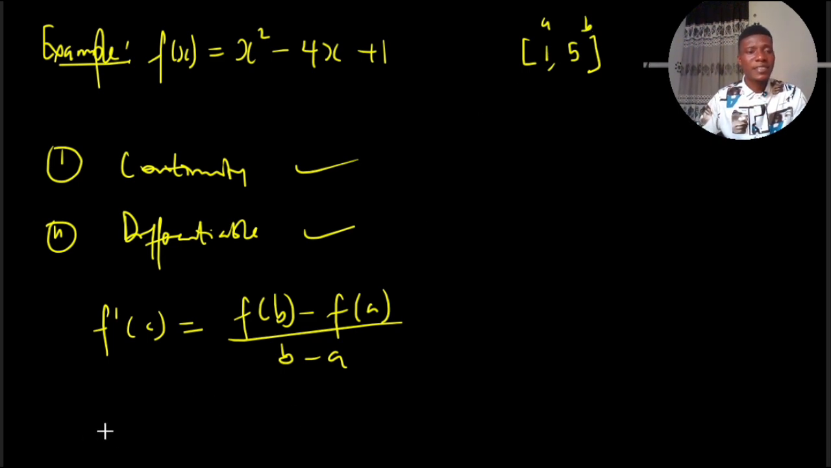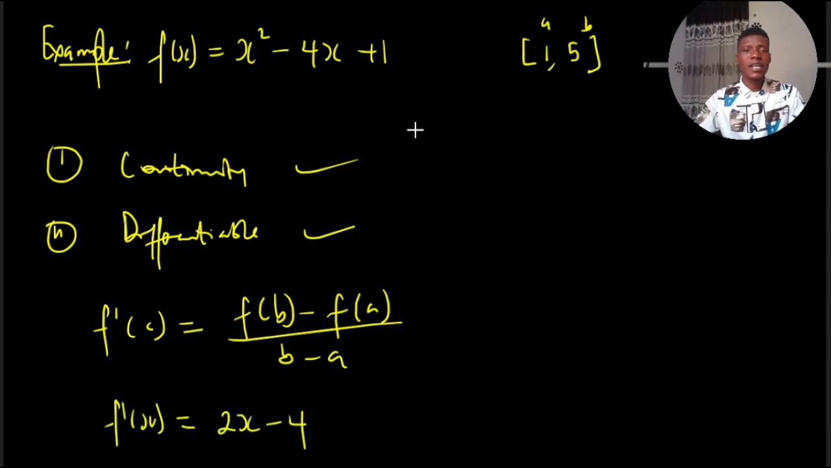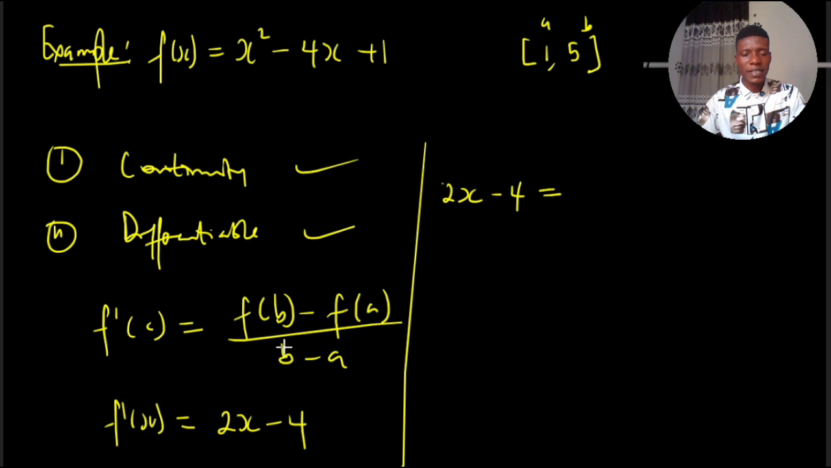So it means we are testing for f prime of c, where the value of f prime of x will give us the right hand side. What is the f prime of x? What's the value of f prime of x? F prime of x will give us 2x minus 4. So now we are going to equate 2x minus 4 with the right hand side.